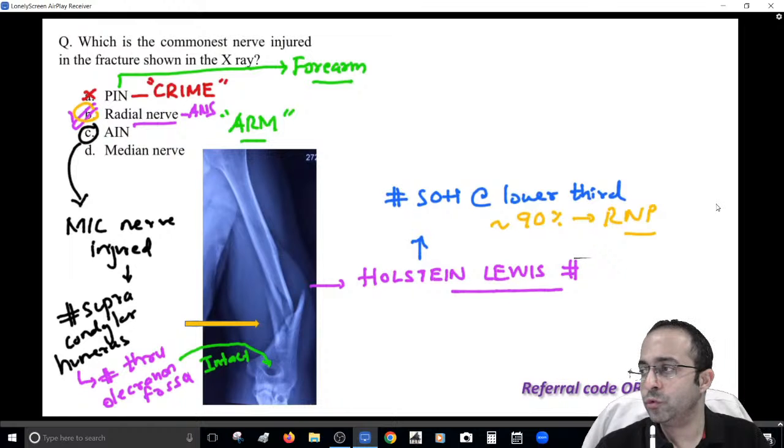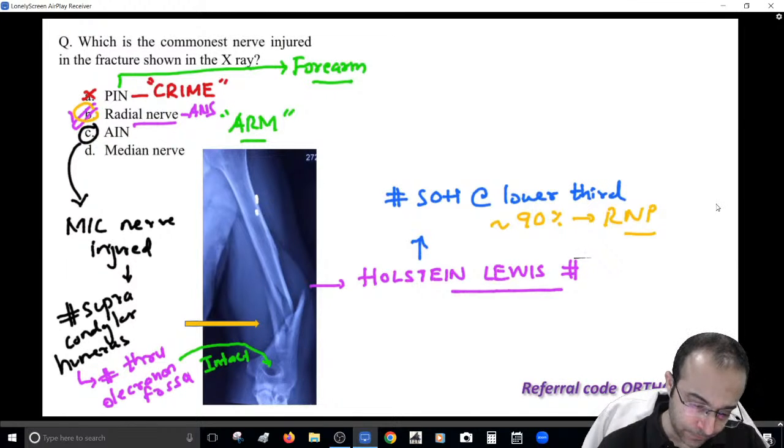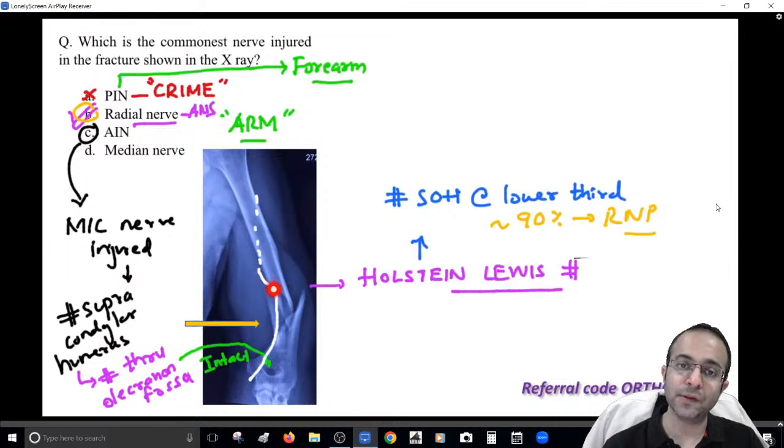Okay, Shakur, you've written spiral groove here. So this is not damaging the spiral groove. The radial nerve travels in the spiral groove like this. So this is the nerve in the spiral groove. As the nerve comes down here, it wraps around the humerus to travel in front. So this is a fracture somewhere where the nerve is wrapping around the humerus.